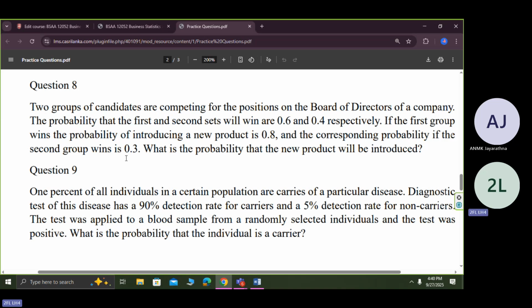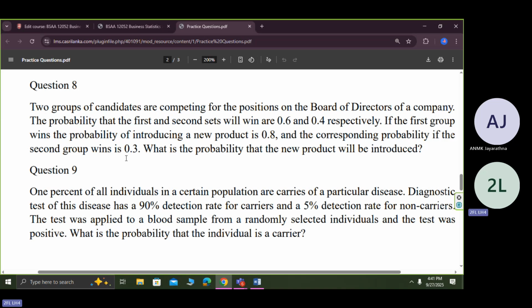It's clear? Okay, then we can use the tree diagram. Here, first group and the second group, then here 40%. Then the first group introduces the new product to the market, 0.8. Then here 0.3. The question asks, what is the probability of introducing a new product to the market?